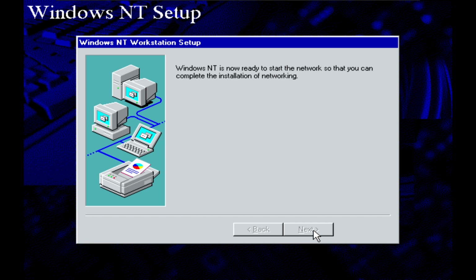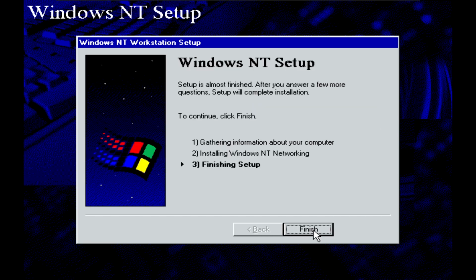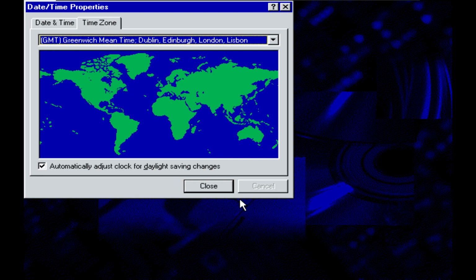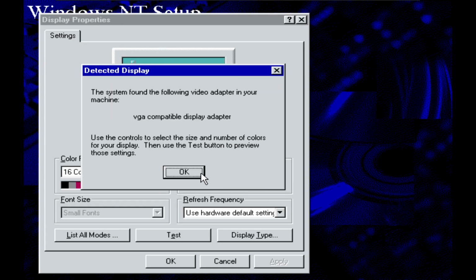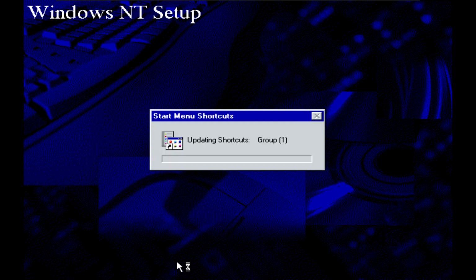AGP support was added with Service Pack 3. Large hard disk support, 8GB and bigger, was added with Service Pack 4. The maximum supported RAM is 4GB in NT4, which is better than the Windows 95 alternative, which used to fall over with 480MB of memory.